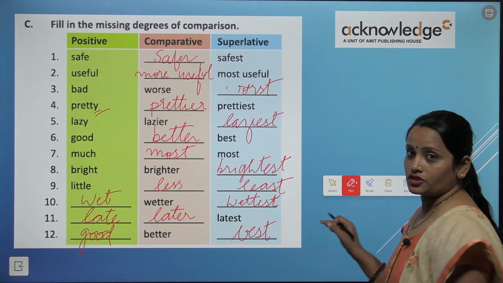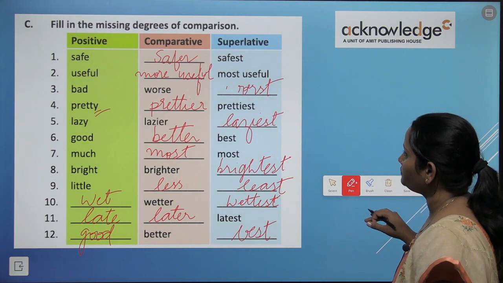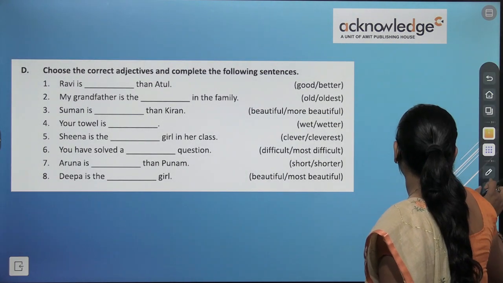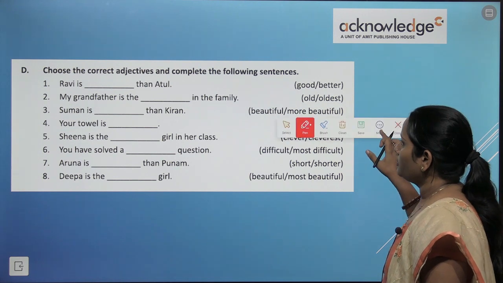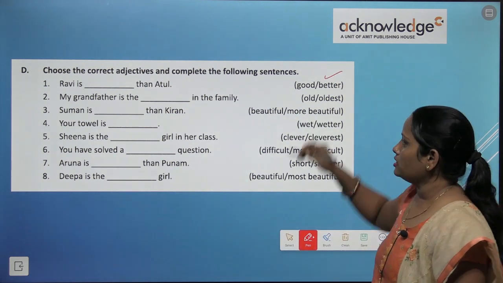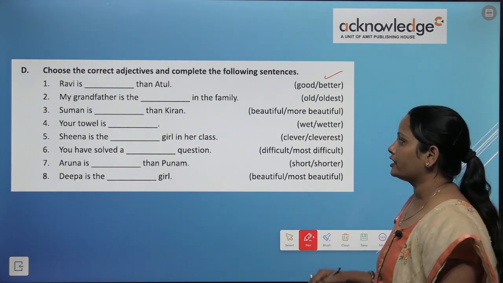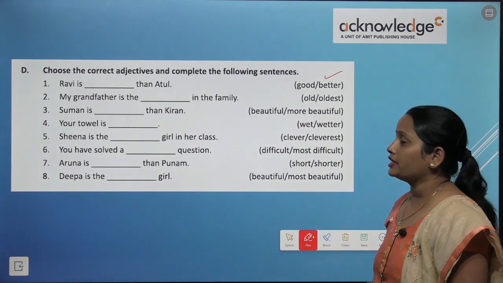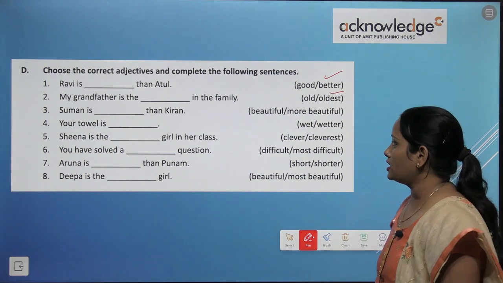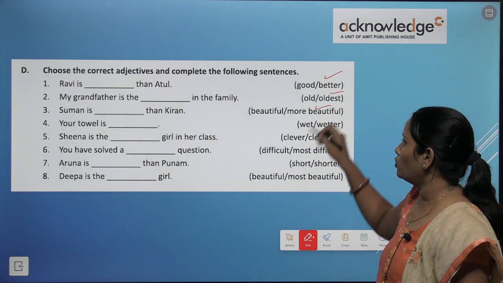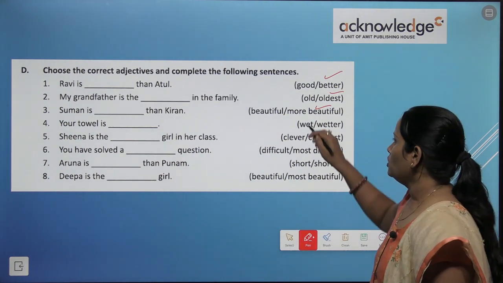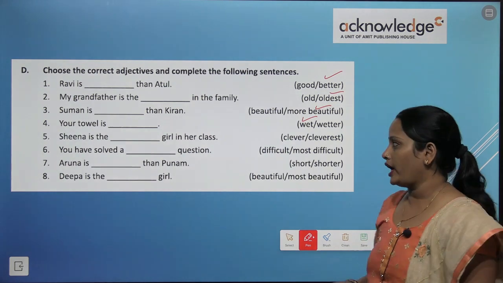So these were the children exercise to be done. Next exercise. Here we have to fill in the blanks with the given adjectives. Ravi is dash than Atul. So better than Atul because there is comparative degree here. My grandfather is the dash in the family. Superlative degree is the oldest. Suman is dash than Kiran. दो बच्चों के बारे में बात होगी. Then more beautiful. Your hair is dash. यहाँ पे कोई comparison नहीं हो रहा. So we are going to write wet.